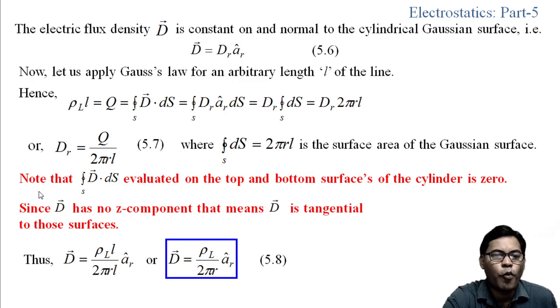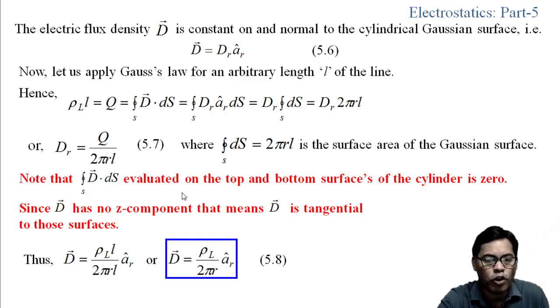One point we should note is that the surface integral of D dot dS evaluated on the top and the bottom surface of the cylinder is 0. Why? Because D has no z component, that means D is tangential to the top surface and the bottom surface, which is why it is 0. So here D we got rho_L times L by 2 pi r L into a_r. The L cancels out, and D equals rho_L by 2 pi r into a_r.